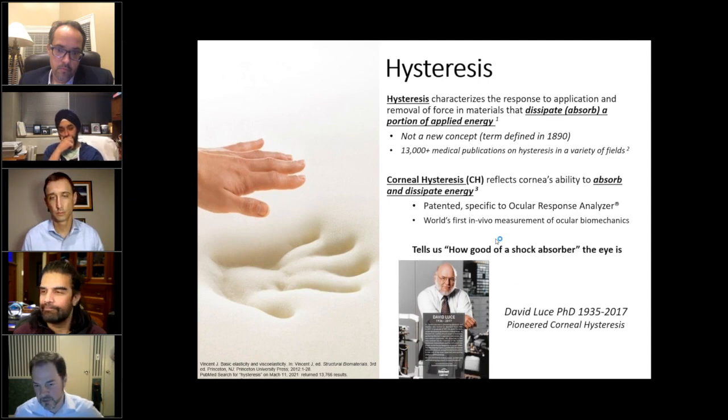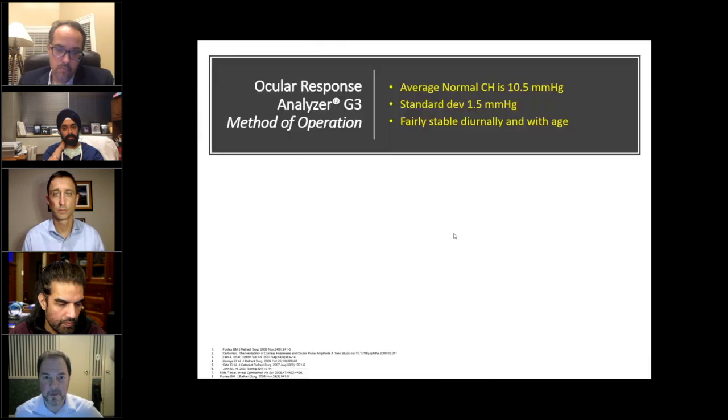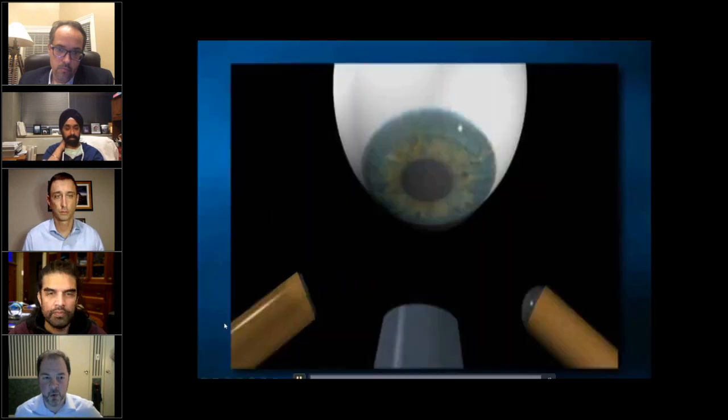Dave Luce, who's not with us any longer, pioneered this issue, discovered the measurement of corneal hysteresis, and really gave the world this gift. So I always take a moment to thank Dave and remember him for all of his work. The instrument that measures the corneal hysteresis is called the ocular response analyzer. This is how it works.